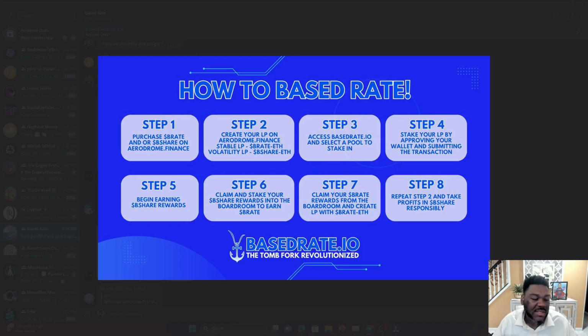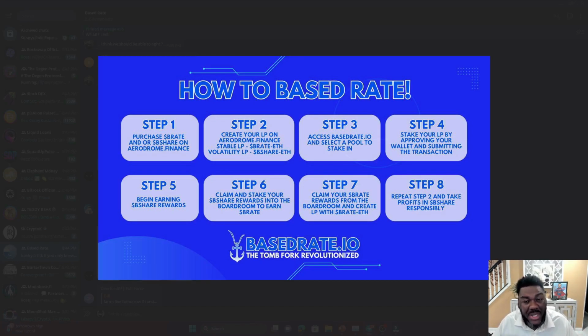So step one, you're going to purchase your B-Rate and your B-Share. Step two, create your LP. Step three, you are going to stake it. And after you stake it, step number five, you're going to begin earning some B-Share. Step six, after you earn your B-Share, take a little bit for profits if you want, responsibly, and put the rest into the boardroom. Step number seven, after the boardroom gives you rewards in B-Rate token, you're going to take that B-Rate token and never sell it, because we don't want to go under peg.